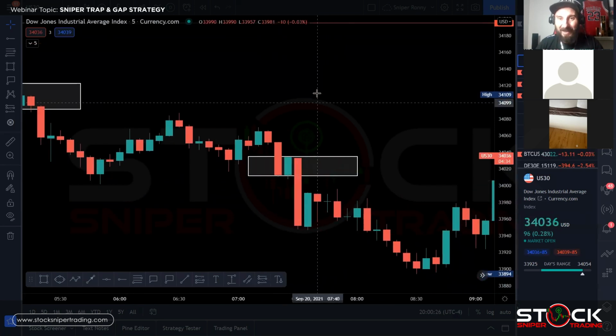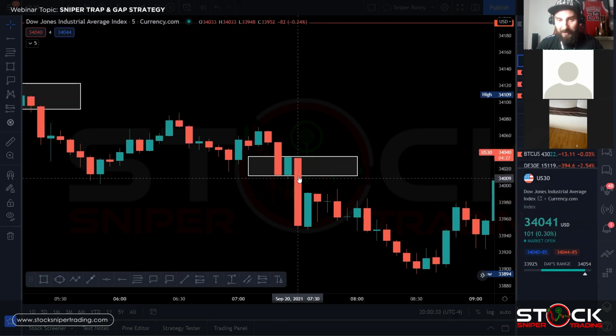And if you miss this entire red candle, I know it's a big red candle, if you're always saying, okay, we should be waiting for a retest, then you wait for this entire candle to close.